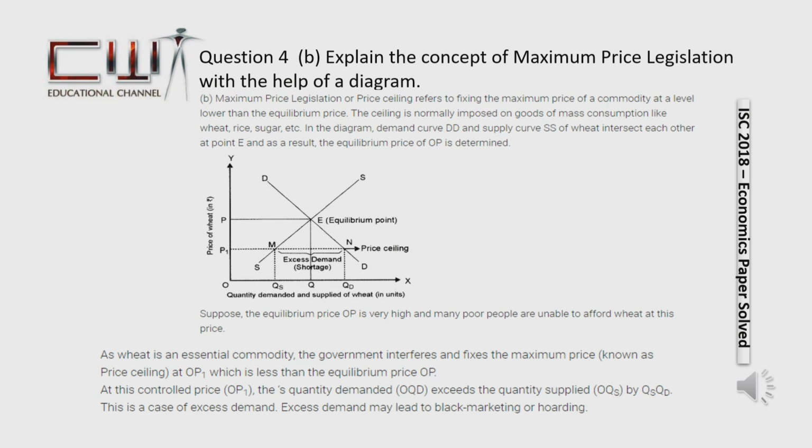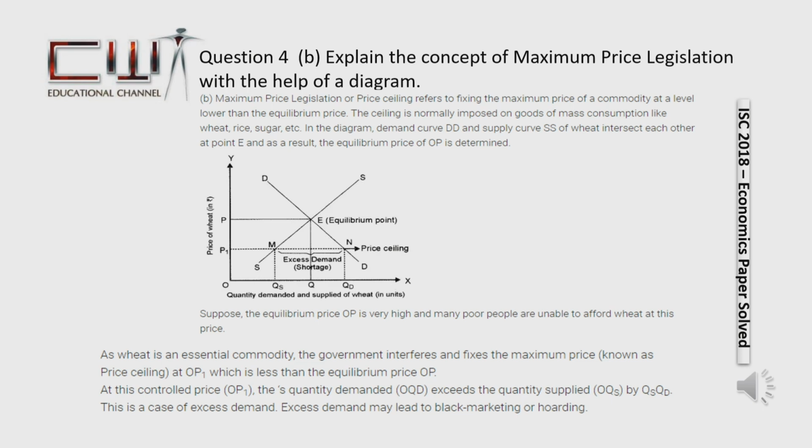In the diagram, demand curve DD and supply curve SS of wheat intersect each other at point E, and as a result, OP equilibrium price is determined and OQ is the equilibrium quantity. Now suppose the equilibrium price OP is very high and many poor people are unable to afford wheat at this price. As wheat is an essential commodity, the government interferes and fixes the maximum price, known as price ceiling, at OP1, which is less than the equilibrium price of OP.